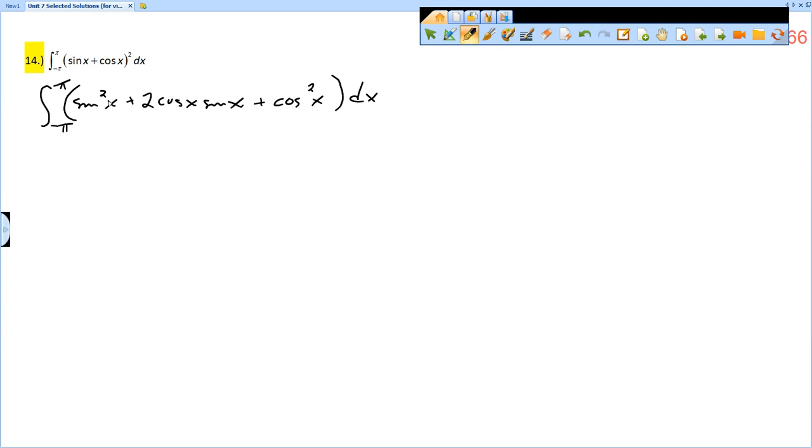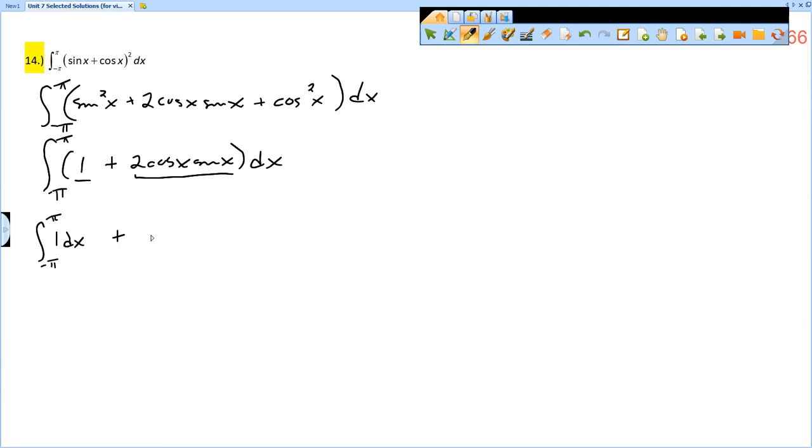Now, first thing, sine squared plus cosine squared is 1. So this becomes 1 plus 2 cosine x sine x. And now I have the integral from negative pi to positive pi of this. So now this is going to be two separate integrals. I have the integral of 1, so I'm going to integrate 1 from negative pi to positive pi. Then plus, now I have this integral. I'm going to bring the 2 out, and I have the integral from negative pi to positive pi of cosine x sine x dx.